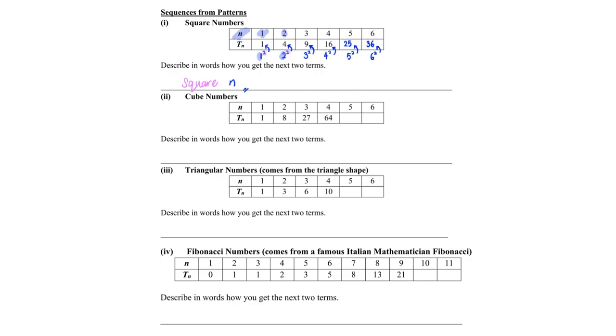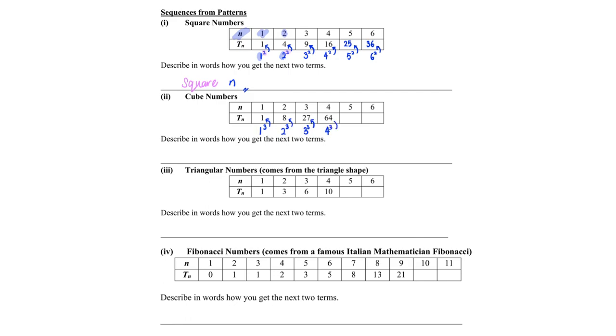Cube numbers. Similarly to square numbers, just that the difference now is I cube them. 1 cubed is 1, 1 times 1 times 1, 1. 2 cubed, 2 times 2 times 2, 8. This one will be equal to this. 3 cubed, 3 times 3 times 3, 27.